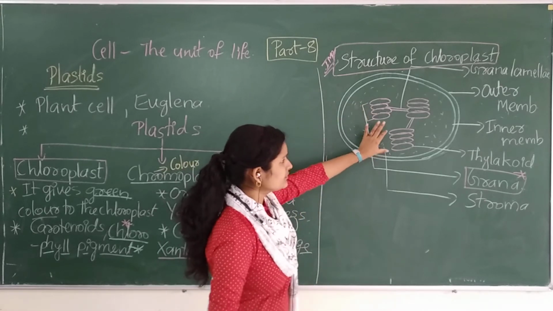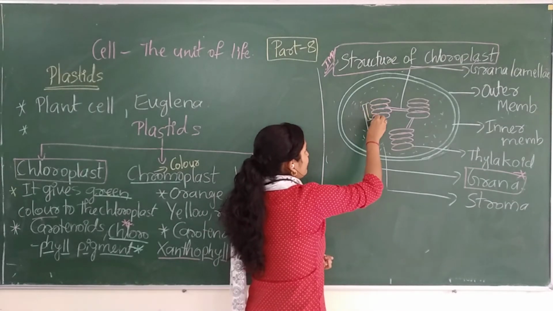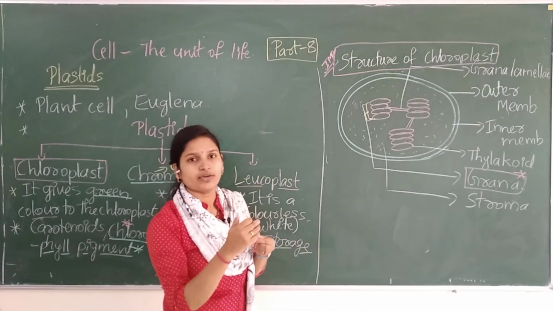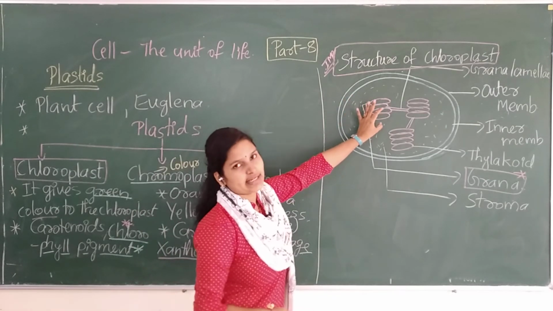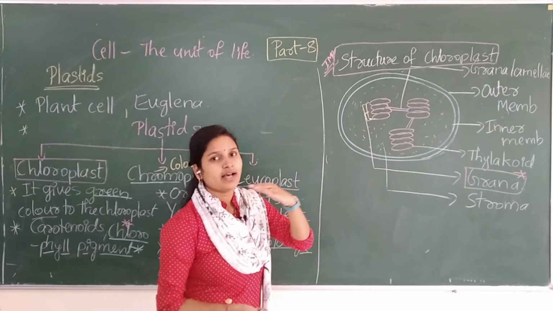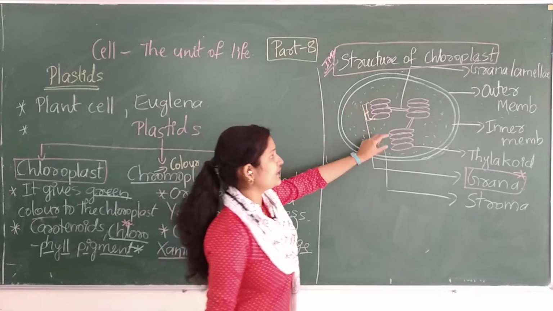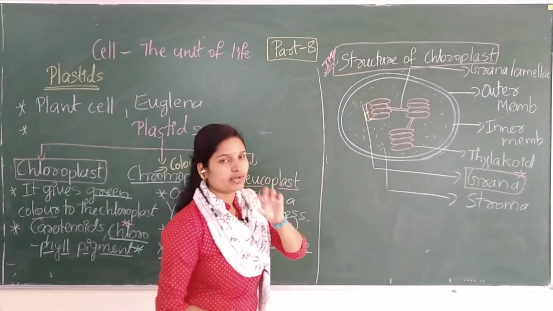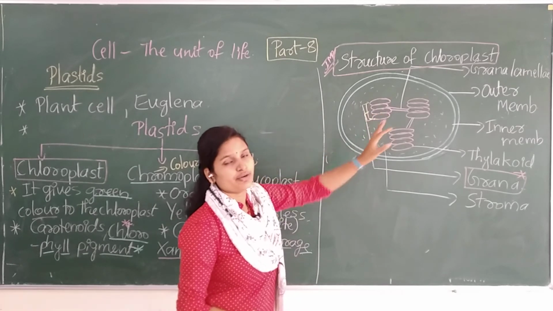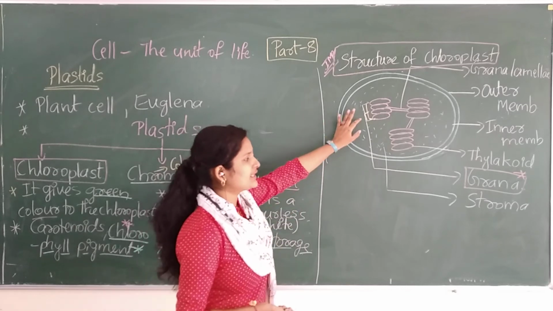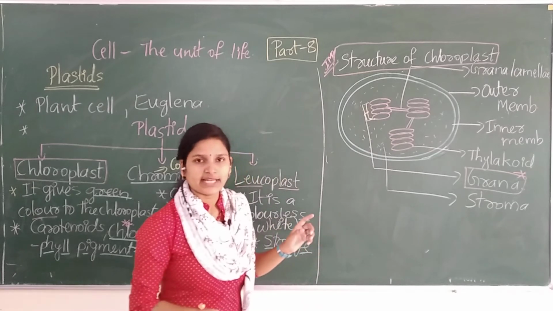Next, these are the stalk like structures. When we place coins one by one, there will be a stalk like structure, exactly like the grana. It looks like coins arranged one by one. So this is nothing but your grana. And if we observe only one, this structure we call a thylakoid. The arrangement of thylakoids we call grana, and only one structure we call a thylakoid.